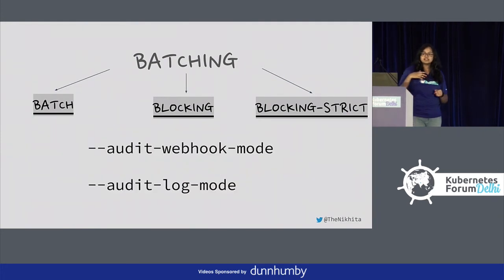You can specify the batching method using the audit webhook mode flag on the API server and the audit log mode flag on the API server. So it would be audit webhook mode equals batch, or blocking strict. And for the webhook mode, the batch method is the default method unless specified.